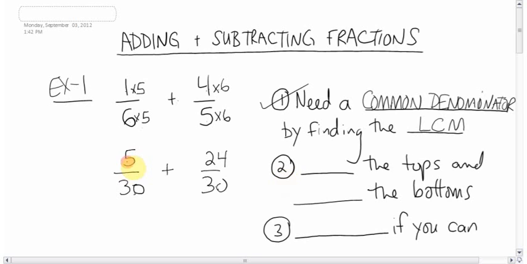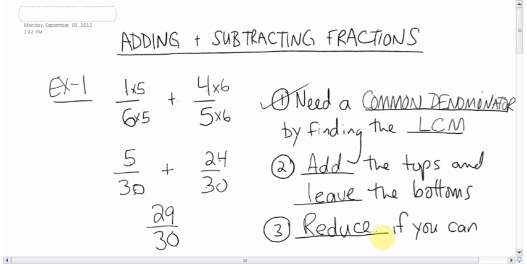Step 2, all you've got to do now is add the tops, add the numerators, and leave the bottoms. Add the tops, leave the bottoms. Add the numerators, leave the denominators. So 5 plus 24 is 29 over 30. Before we say we're done, step 3, reduce if we can. 29 over 30, can't reduce that. We're done. On to the next question. 3 steps. Very simple.